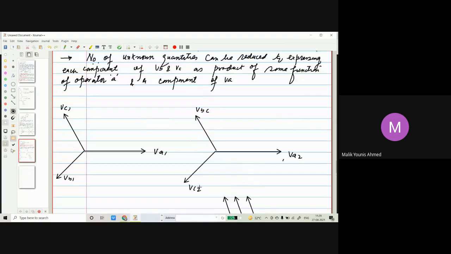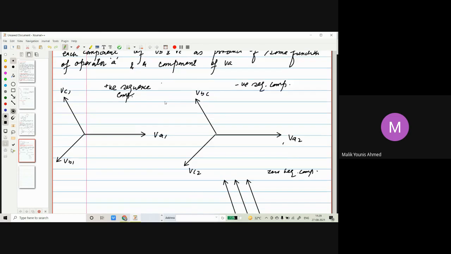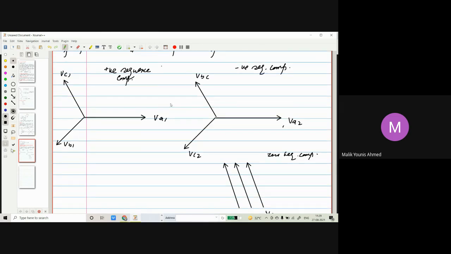Okay, I don't require this here. So this is the positive sequence components, this is negative, and this is the zero sequence. Everybody knows this: positive, negative, and zero sequence. Now, going to these original phasors, referring to this figure, A, B, and C, you can see.